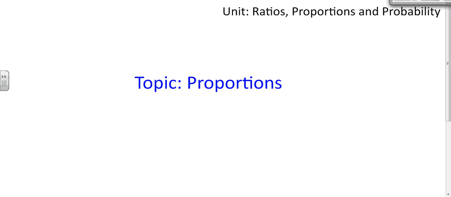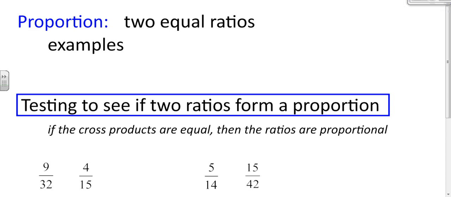In this video, you'll see how to solve and write proportions. A proportion is simply two equal ratios. For instance, I could write a ratio like 3/8 and something that would be equal to that. If I multiplied the numerator and denominator by 3, I could get 9/24. And these are proportional, we would say.